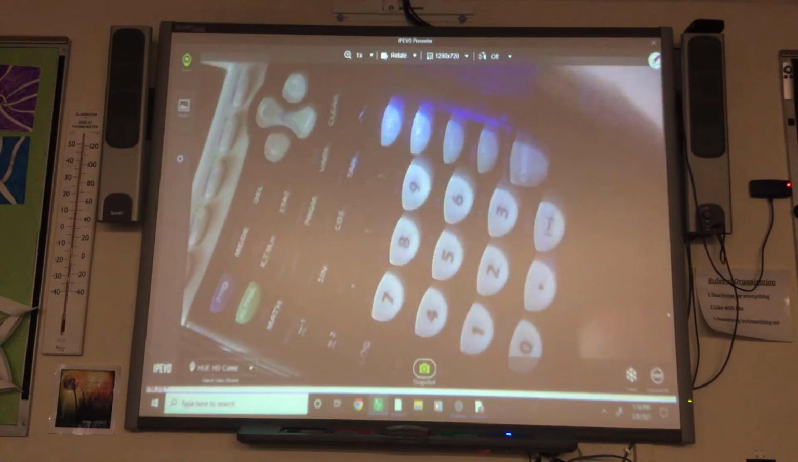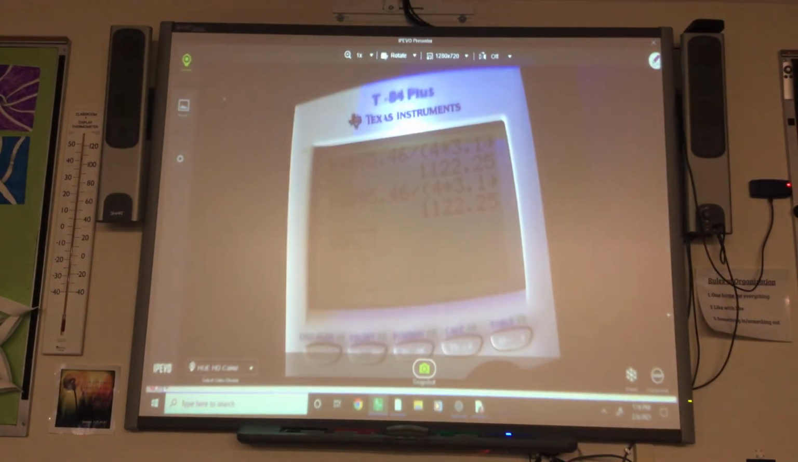Then I hit second again, and answer is above the negative button. Could I type in 1122.25? Yeah, I could, but it's a lot faster to just hit second, answer. Learn the shortcuts. You'll do a quarter of the work, I promise you. 33.5.